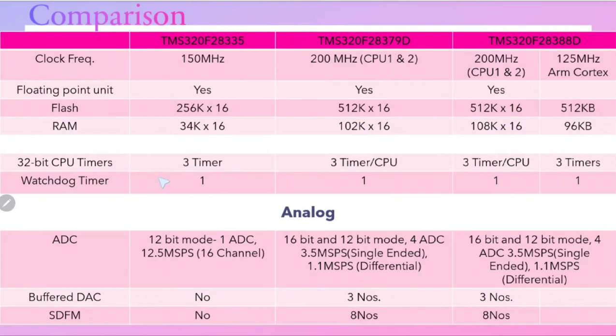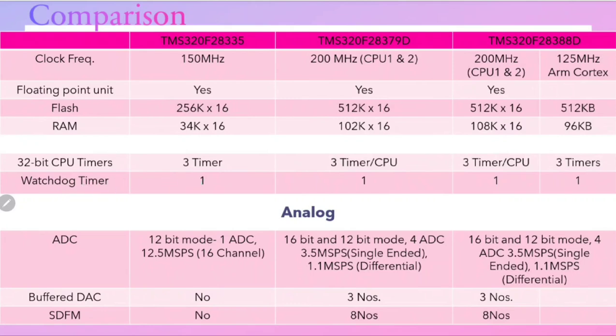All the MCUs support 3 timers per CPU. The F28335 has 1 CPU and also supports 3 timers, whereas the dual core processors also support 3 timers per CPU. And all of them have a single watchdog timer.